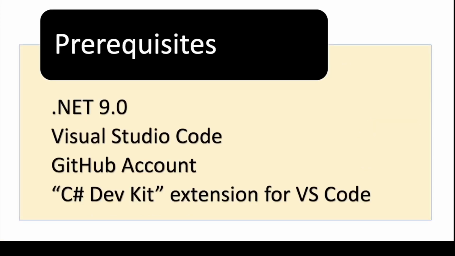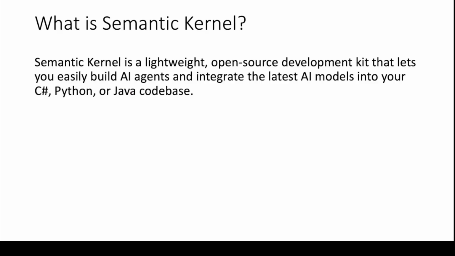If you want to follow along, you will need to have .NET 9.0, Visual Studio Code, a GitHub account, and an extension named C# Dev Kit for VS Code. So the first question is, what is Semantic Kernel? Well, Semantic Kernel is a lightweight open source development kit that lets you easily build AI agents and integrate the latest AI models into your C#, Python, and Java classes.